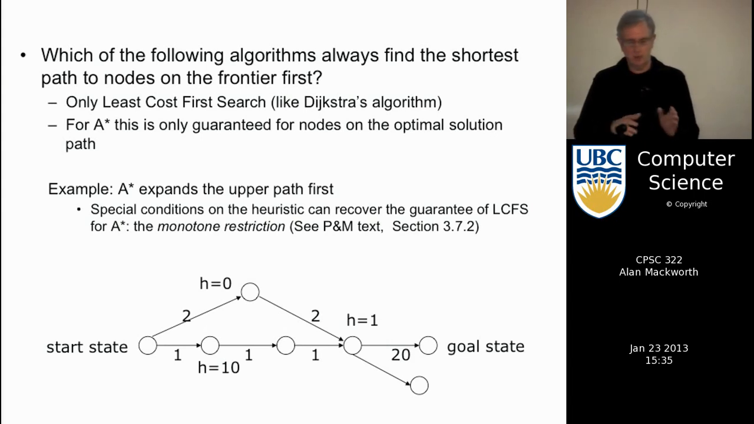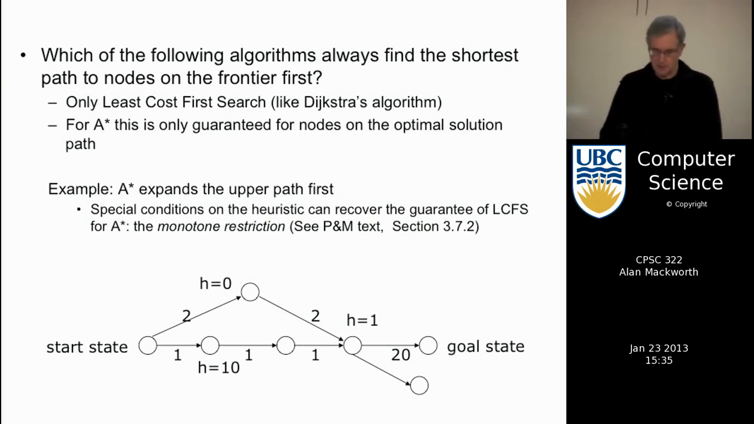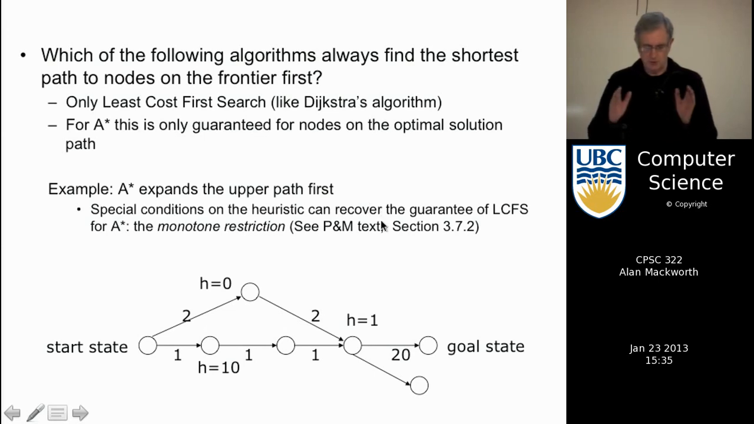So check that out in the book. I'm not going to go into the details in class, but you should know about it. You don't have to prove it. There is a proof in the book that actually guarantees that you'll always find the shortest path first. You're not responsible. It's a bit too esoteric. But you need to know the fact that if you put this monotone restriction on the heuristic, then A star is guaranteed to find the shortest path first.